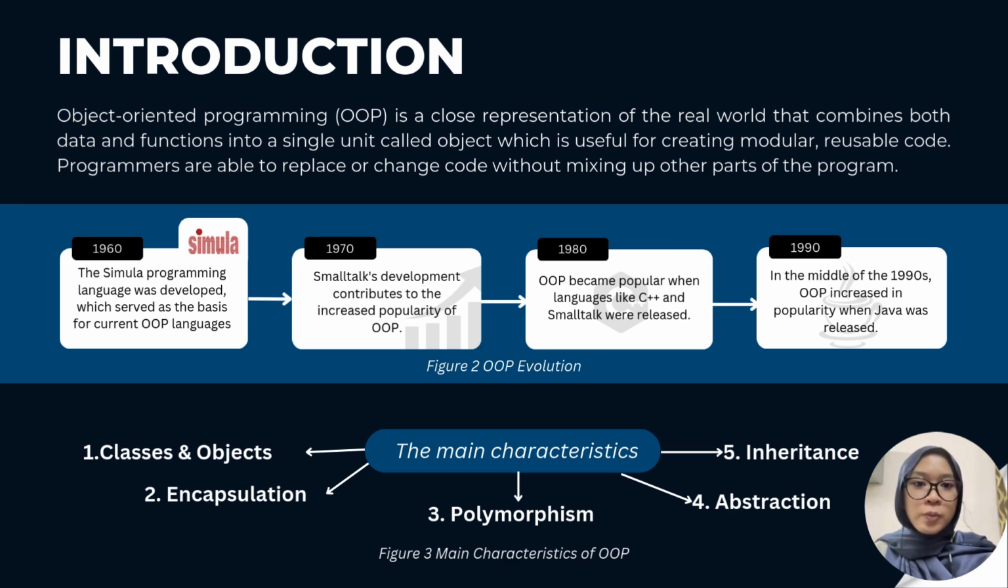The existence of OOP happened during the 1960s when the Simula programming language was developed. Simula established the idea of classes and objects, which served as the basis for current OOP languages. Then, Smalltalk's development in the 1970s contributed to the increased popularity of OOP. In 1980, OOP became popular when languages like C++ and Smalltalk were released. In the middle of the 1990s, OOP increased in popularity when Java was released. Furthermore, the main characteristics of OOP are classes and objects, encapsulation, polymorphism, inheritance, and abstraction.